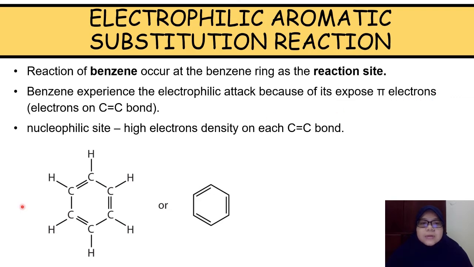So what are the pi electrons? They are the electrons located on the carbon-carbon double bond. The carbon-carbon double bond has a high density of electrons, so the aromatic ring becomes the nucleophilic site, with high electron density on each carbon-carbon double bond. Because the aromatic ring is a nucleophilic site, it is easily attacked by the electrophile. That's why the name is electrophilic aromatic substitution reaction.